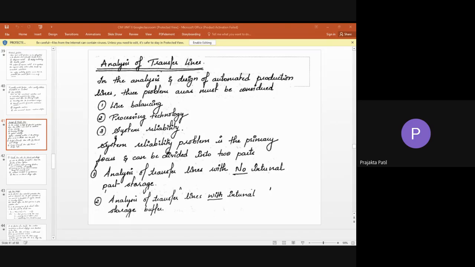Once the sequence of operations is established, there is a service time at the given station. Every station is going to have its own service time, right? The actual cycle time, or the actual time it takes to process that particular part. So once you decide the sequence of operations, the service time at the given station depends upon how long it takes to accomplish the operation at that station. This is one of the problems we have with respect to automated production lines, that is, the line balancing problem. Okay, and then moving on to the processing technology.